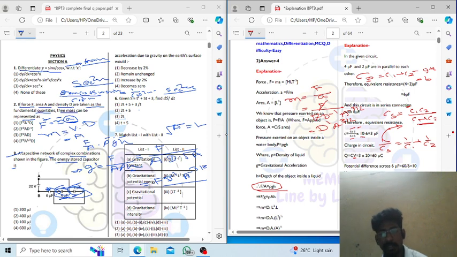So this is the C, and we have to calculate the common voltage, the common potential. How to calculate common potential? First of all, you have to calculate the total charge in the circuit. What is the formula to calculate total charge? Q equals C into V. C we already got 3, and this potential is given as 20, so it will become 60.